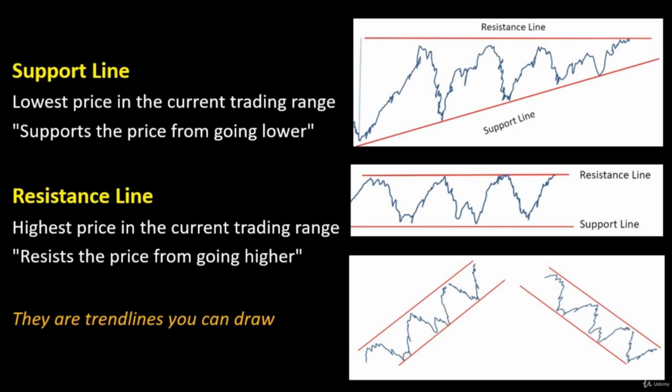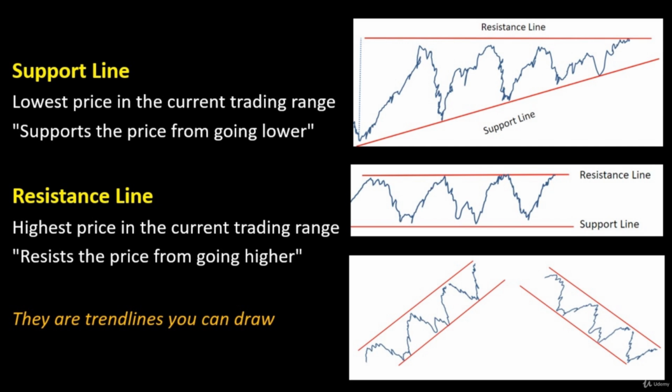And we learned that some lines actually have meaning behind them already. They're like a support line, which is the lowest price in a current trading range. So it supports the price from going lower. That's a good way to remember. It supports the price from going lower, like in this triangle you see here. Or you have resistance lines, which mark the highest price of the current trading range. So it resists the price from going higher. It's like a barrier that prevents the price from going higher.